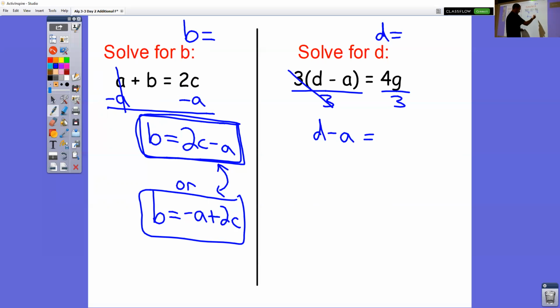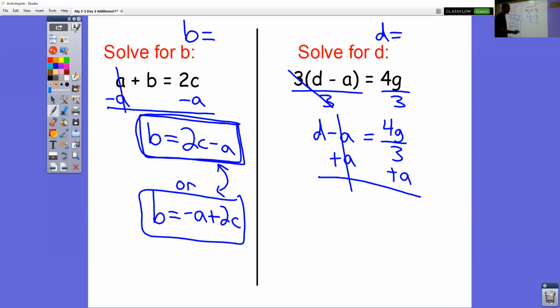So on this side of the equal sign, we have 4G divided by 3. We're just going to leave it as 4G divided by 3. Now, if that 3 happened to go into 4 evenly, like if that was a 2, then we could change it to be 2G. But because it doesn't go in there evenly, we're just going to leave it how it is. We're trying to get the D all by itself, so we need to get rid of the minus A. We would get rid of the minus A by doing plus A and plus A.